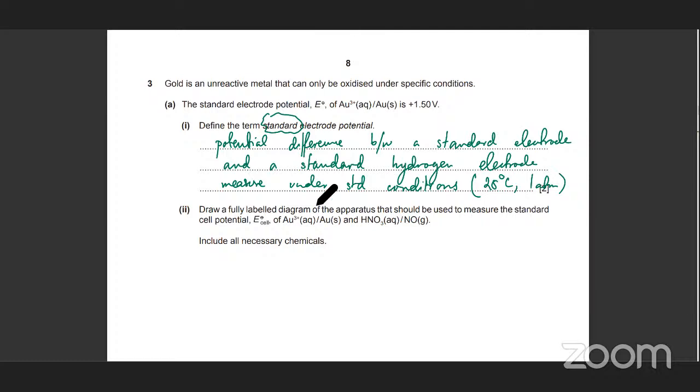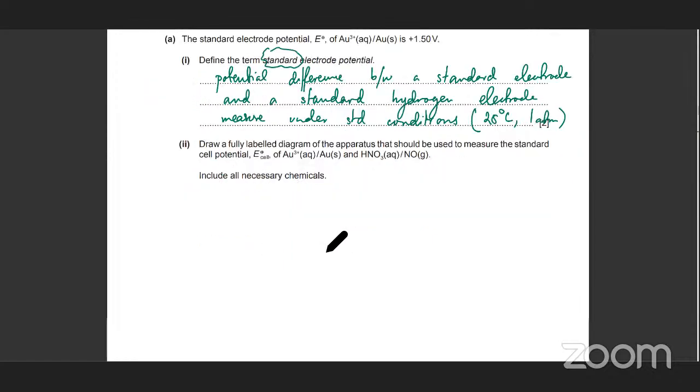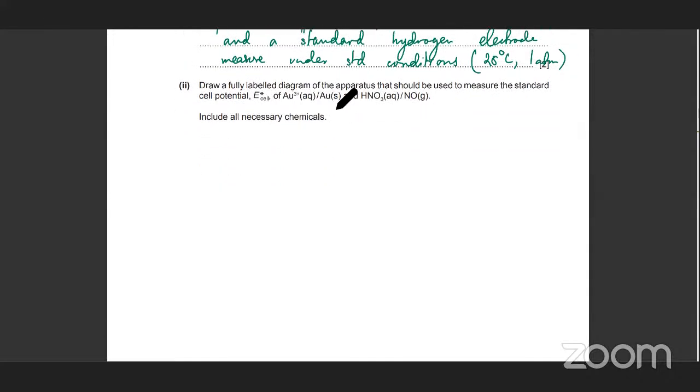Draw a labeled diagram of the apparatus that should be used to measure the standard cell potential. Include all necessary chemicals. Now you've got Au3+ and Au. So remember the 3 types of electrodes. There's an electrode that involves a metal. If it's a metal, then the metal is the electrode. So it's Au, and the ions would be in the solution. So there's going to be Au3+ aqueous. They would be part of the solution. That's one of the electrodes.